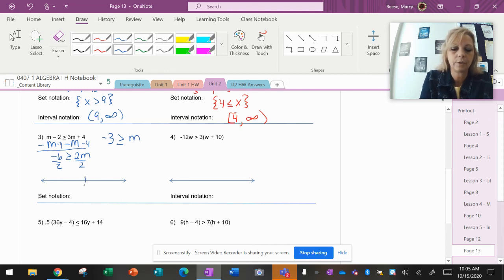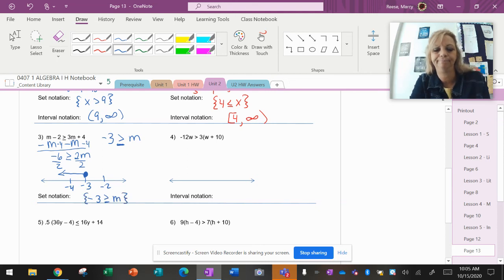All right, so here's my negative 3. My negative 3 is the greater number, right? And it includes negative 3 because there's an equal symbol underneath. And again, I read it from the variable, so m is going to be less than. So that means I'm going to go in this direction. Okay? In set notation, I don't even make you do interval for this one, so you already have this one in the bag. There is your set notation. And that's it.